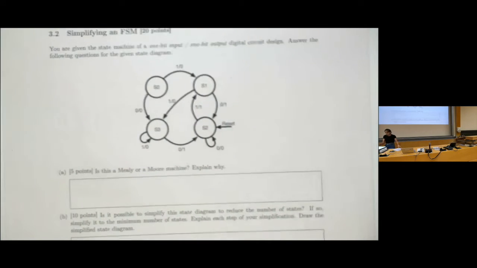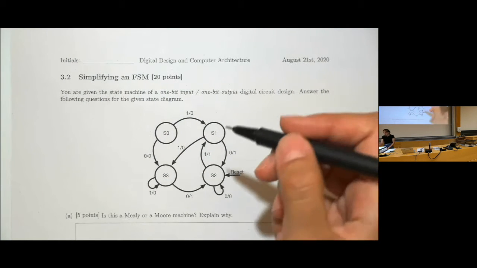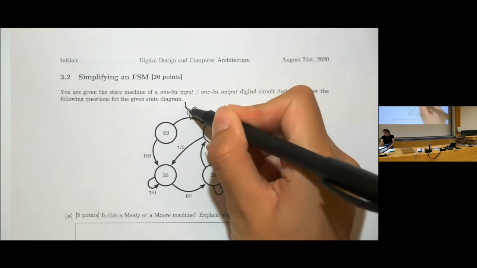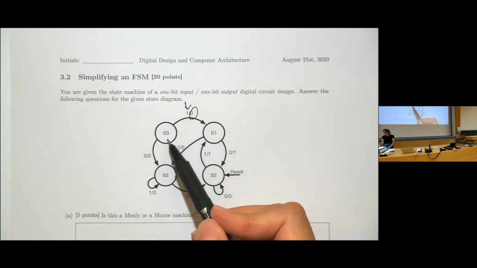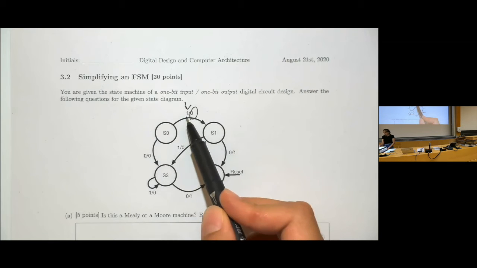So the next part of the question is about simplifying a finite state machine that is given to you. But the first small question is the type of the finite state machine. Is this a Mealy or Moore machine? The difference between these two is whether the output depends on the state you are in, or the output depends on the state you are in and the input that you have. And in this state machine diagram, you can see the outputs are here and the inputs are here. So the output depends both on which state you are traveling from and to, and then the input.